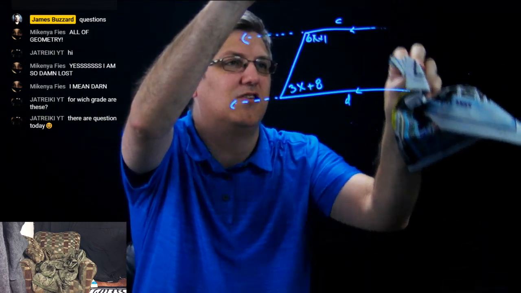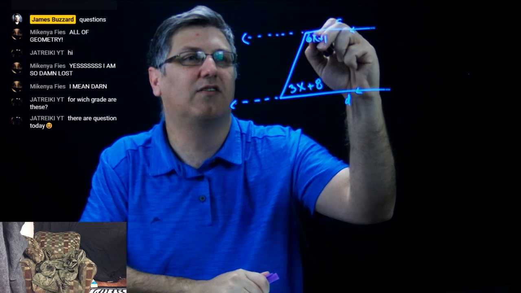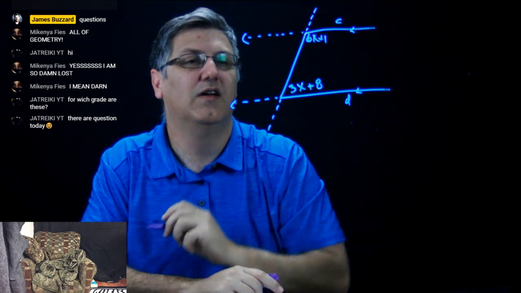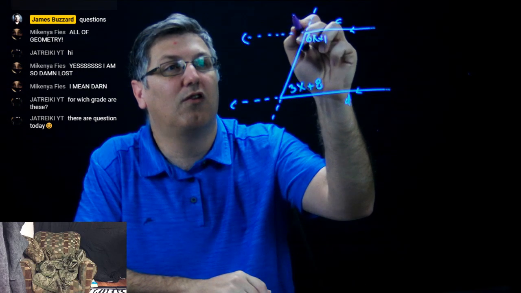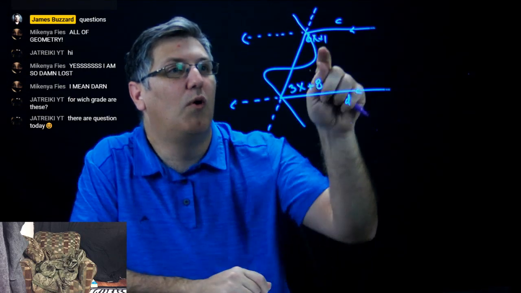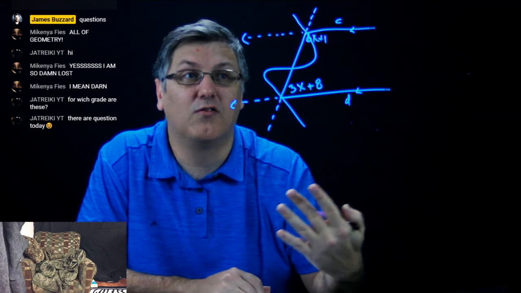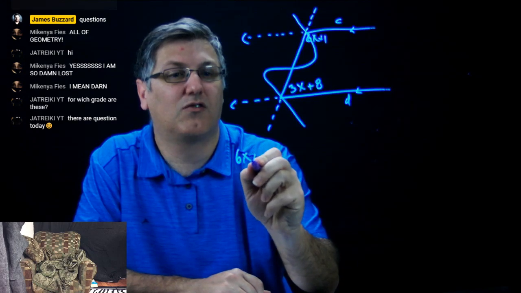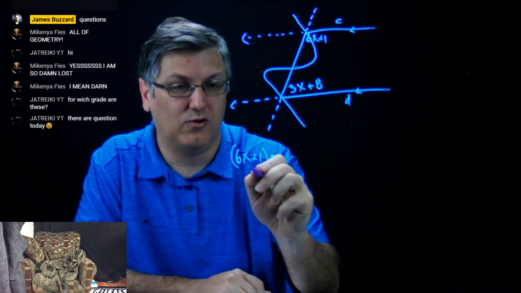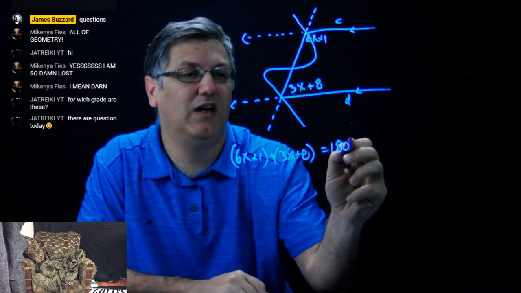So if I erase this and extend these lines out, it's the exact same type of problem we had. Now it looks basically like the same setup that we've been doing. So you could do the line with this weird Z, like so. And we can see that one is on the line and one is not. That means they're going to be supplementary. So because they're supplementary, if we add them up, it's going to equal 180 degrees. So I just do 6x plus 1 plus, here's my second angle, 3x plus 8. That has to equal 180 degrees.